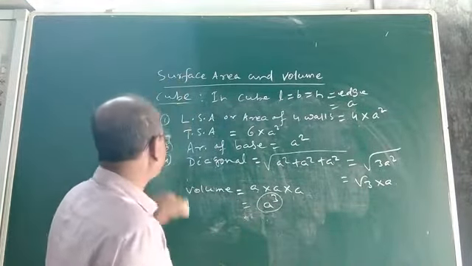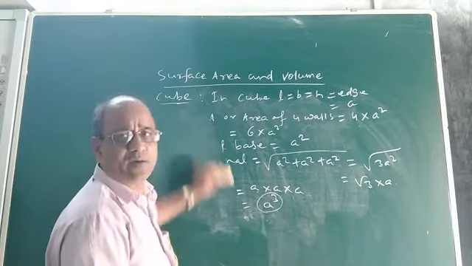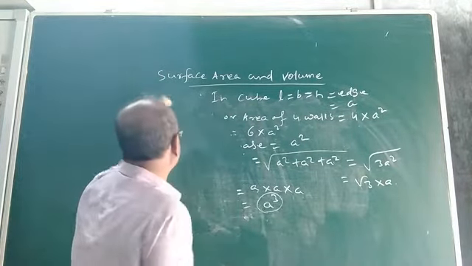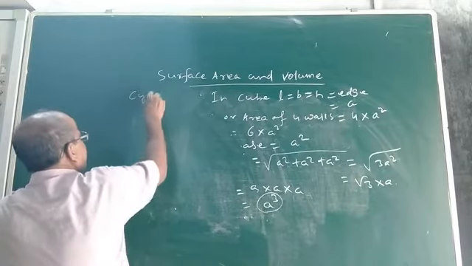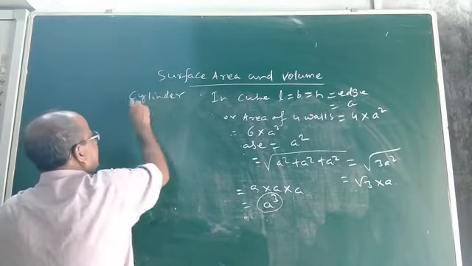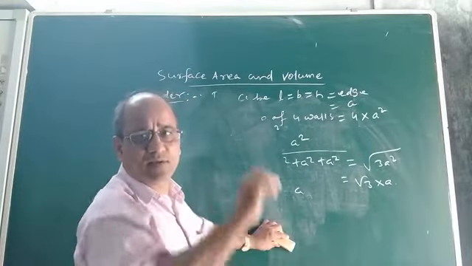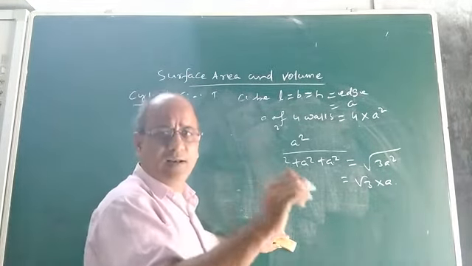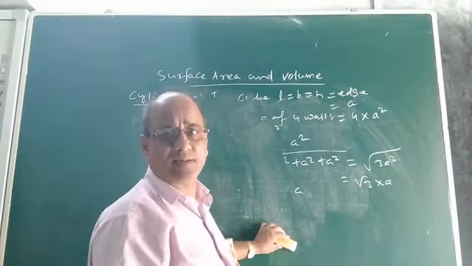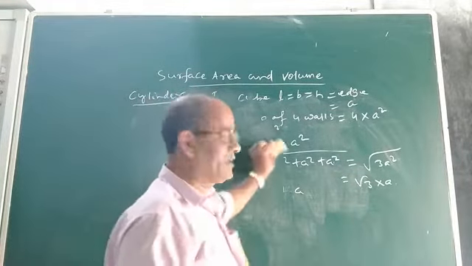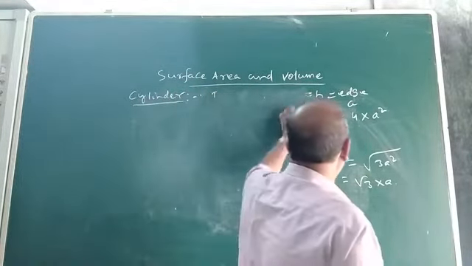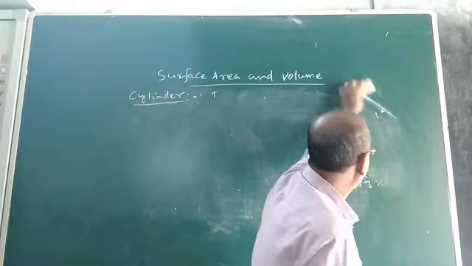Okay. Now let us talk about cylinder. The next solid is cylinder. Children, you know what is a cylinder? Right circular cylinder. Right circular cylinder means the base is a circle, and the axis of the cylinder is perpendicular to the base. If the axis of the cylinder is perpendicular to the base, we call it a right circular cylinder.